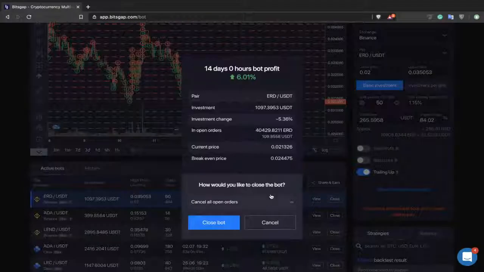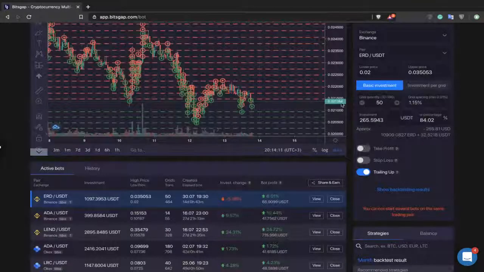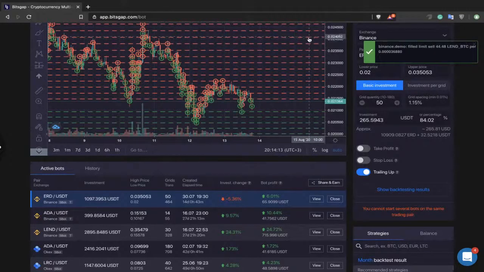So if I click on close and close at break-even price, the bot automatically sets this break-even take profit order, and you see that's the exact price which the market must reach in order for my investment change to be zero. So it will automatically sell all of the ERD at that price as soon as it reaches this level. So that's 0.024. Right now you see we are trading over here, so the price must reach this level in order for my investment change to be zero.